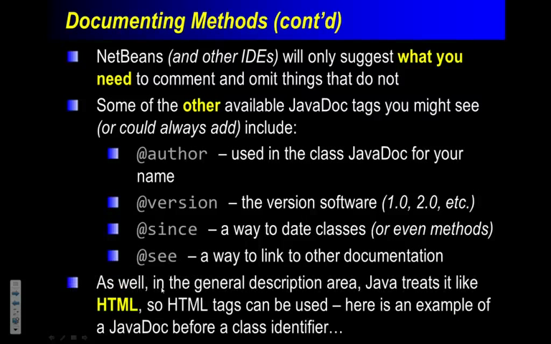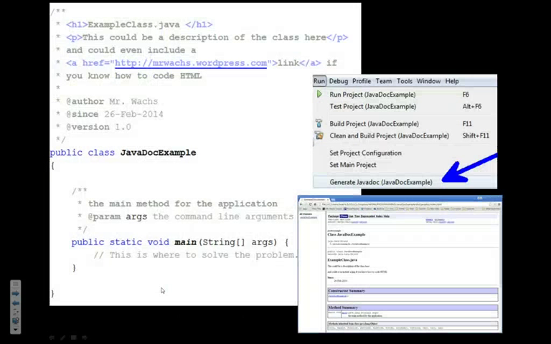And believe it or not, the code you put in the general description area, Java treats it like HTML. So if you know how to code HTML, you could even do stuff kind of like this here. You can put headings, you can put paragraphs, you can put link tags in there. And when it creates this, it actually uses that. So I'm going to show you this next. This is the last little piece of this.